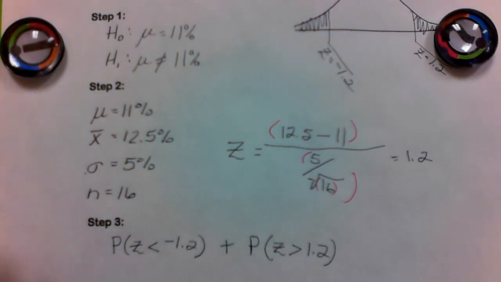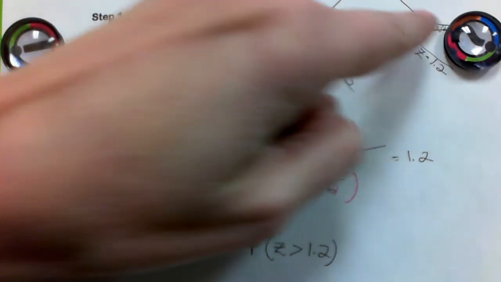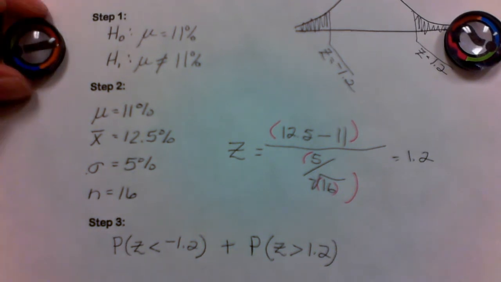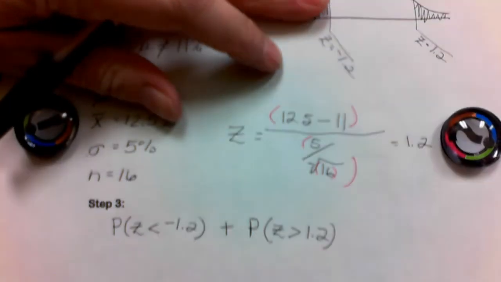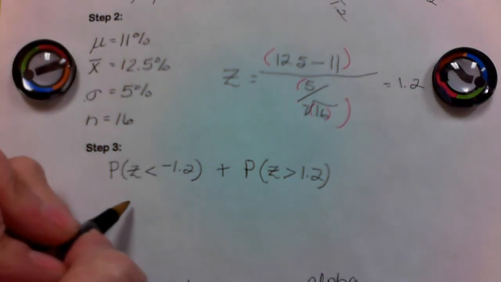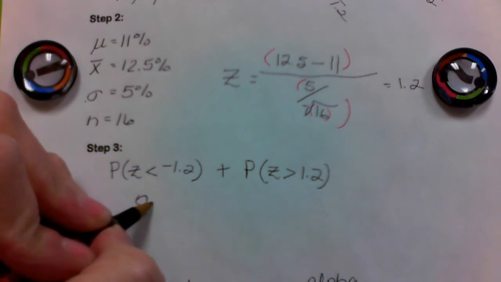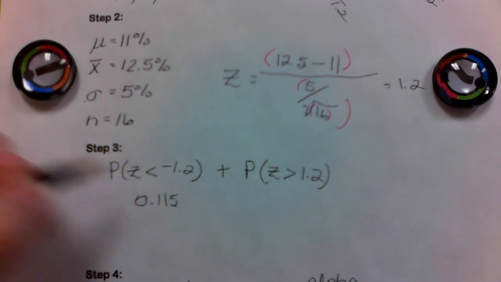Now, one thing you need to realize is this is symmetrical. So these two areas, these two probabilities should be the same amount. So once you calculate one, all you have to do is double it. So go to your z table, find negative 1.20 on the z table, and you should find 0.115. Is that right?